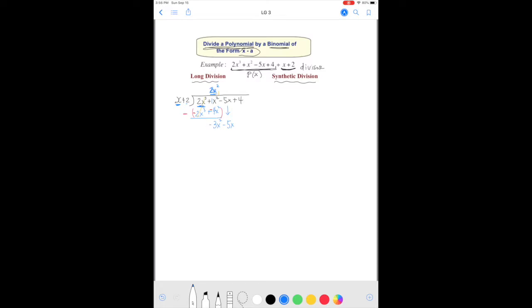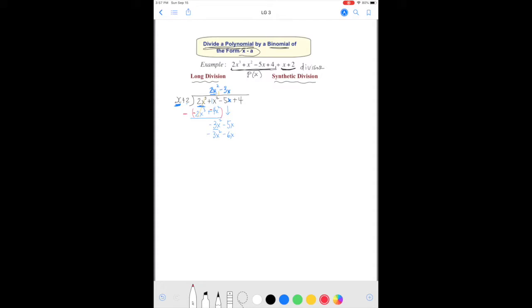Now we say to ourselves, what do we multiply x by to get to negative 3x squared? So it's minus 3x. See, it's lined up, this x and this x are right on top of each other. So keep things in line, very important. Now we multiply back. This times this is minus 3x squared. We got it matching, which is good. This times 2 is minus 6x.